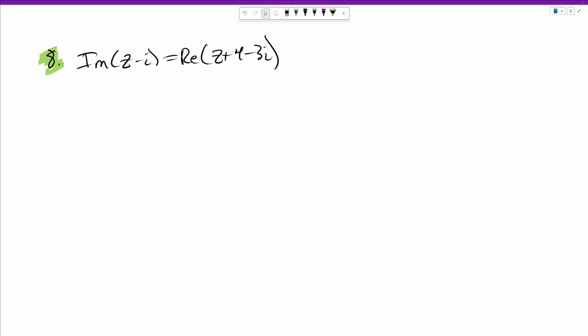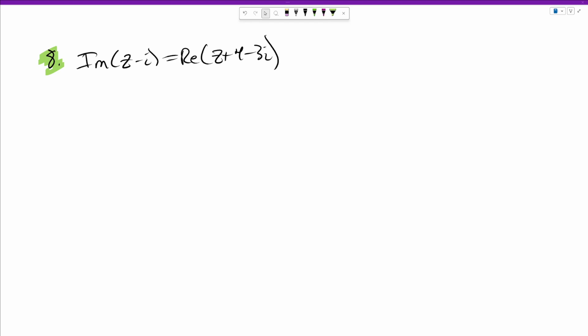Here in problem 8, we're going to look at the collection of points such that the imaginary part of z minus i is the real part of z plus 4 minus 3i. Let's just make an observation before we get started.